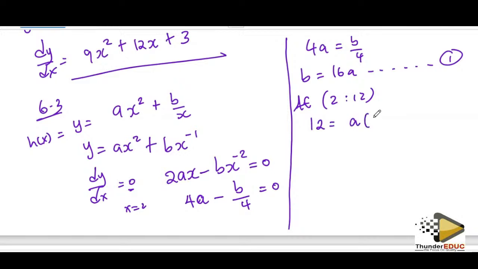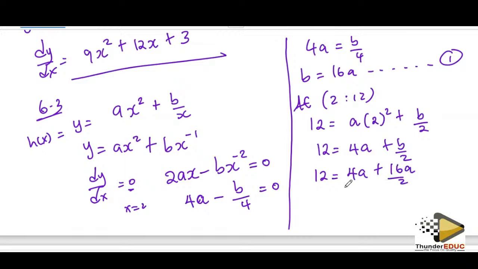That's going to be a into 2 squared plus b over 2. Okay, so 12 is equal to 4a plus b over 2. But what did we say b was? b was 16a. So that is 12 is equal to 4a plus 16a over 2. Okay, so 12 is equal to 4a plus 8a. 12 is equal to 12a. Divide both sides by 12, which means that my a is 1.